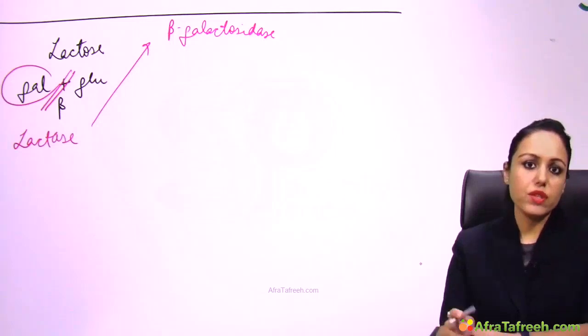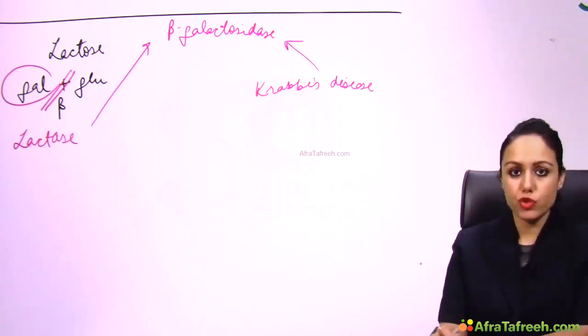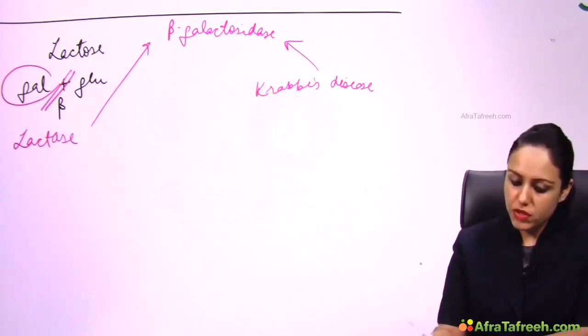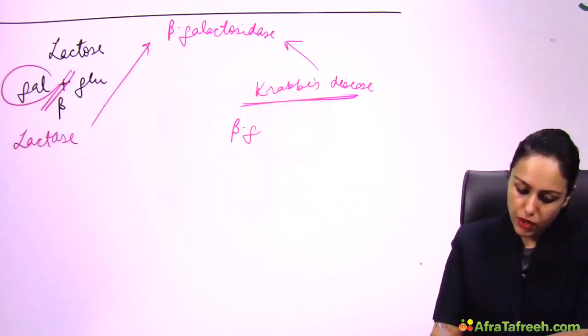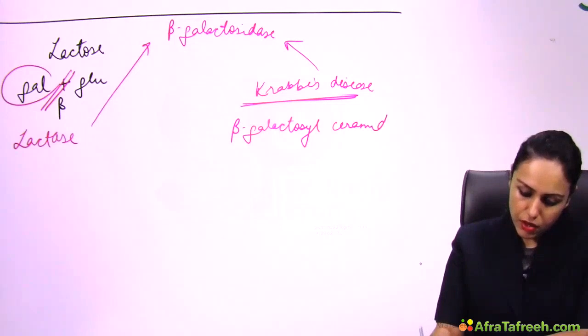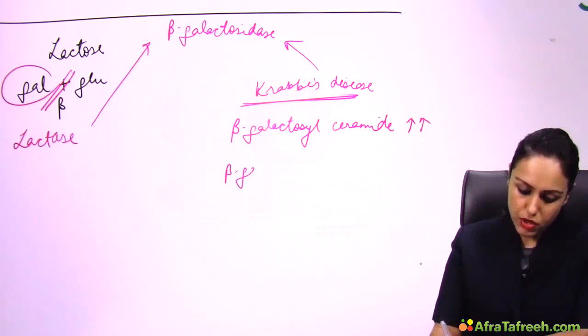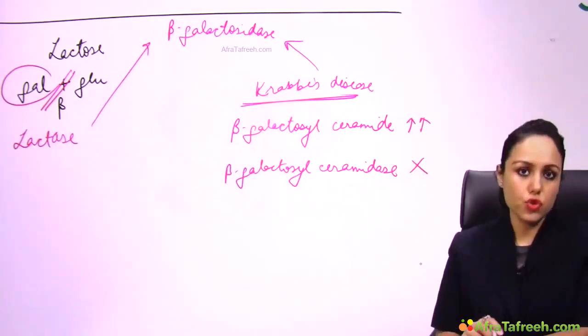Now there's one more disease, Krabbe's disease. They write in your medicine book, Harrison, that in Krabbe's disease also this enzyme is deficient. You know, Krabbe's disease is something with the myelin sheath and brain. In Krabbe's disease, what is the detail? Actually in Krabbe's disease, this compound accumulates: beta galactosylceramide accumulates because the enzyme to break down this compound, obviously the enzyme is beta galactosylceramidase, right? This enzyme is not there in this patient, right?